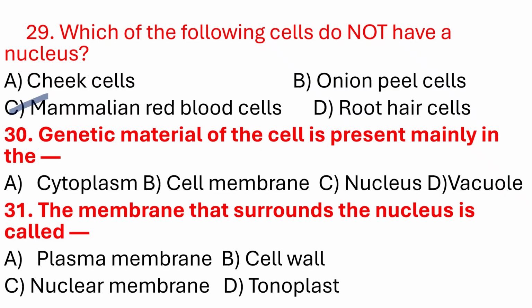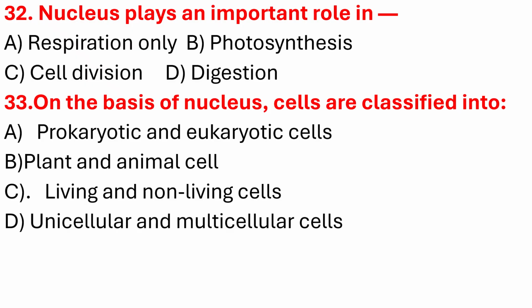Option C. Genetic material of the cell is present mainly in the cytoplasm, cell membrane, nucleus, vacuole. Option C. Nucleus. The membrane that surrounds the nucleus is called plasma membrane, cell wall, nuclear membrane, tonoplast. Option C. Nucleus plays an important role in respiration only, photosynthesis, cell division, digestion. Cell division.